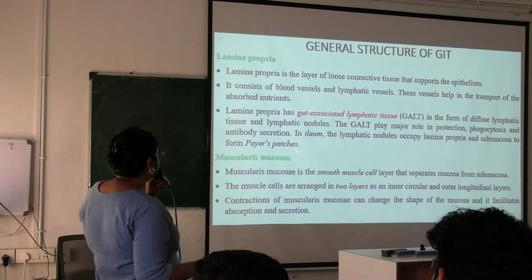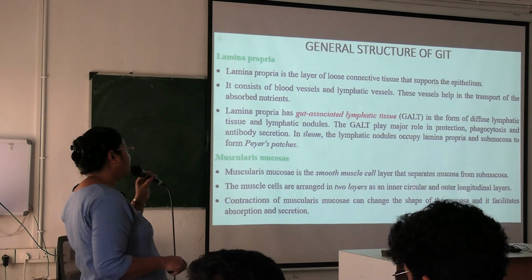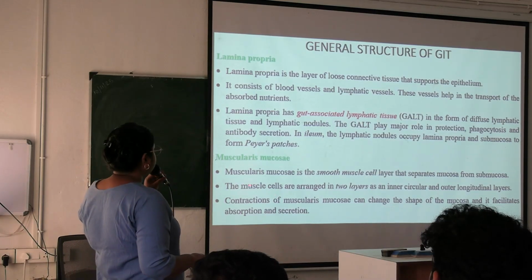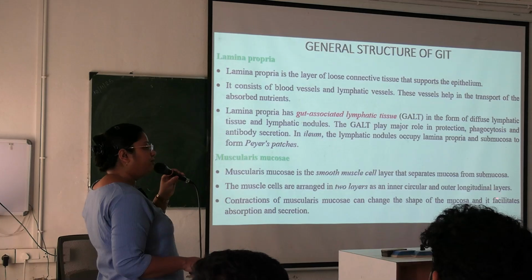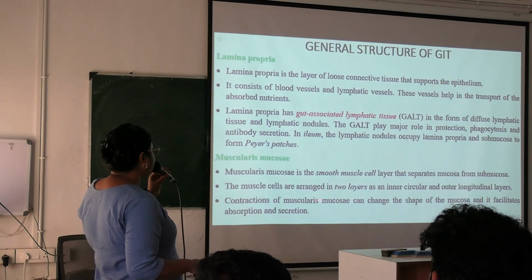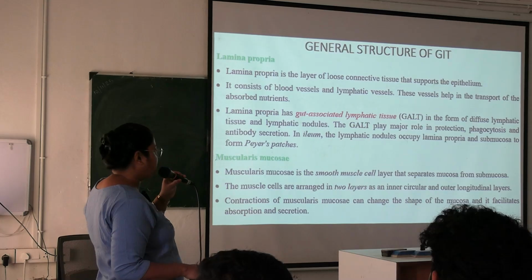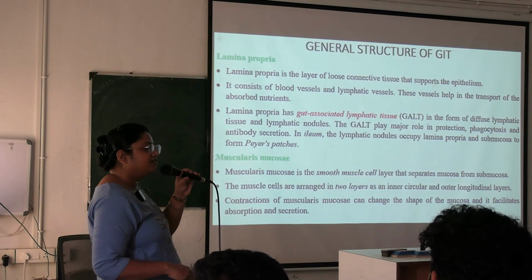Next is the muscularis mucosa. The muscularis mucosa is the smooth muscle cell layer that separates the mucosa from the submucosa, and the muscle cells are arranged in two layers, inner circular and outer longitudinal. Contractions of the muscularis mucosa can change the shape of the mucosa, and it facilitates absorption and secretion.